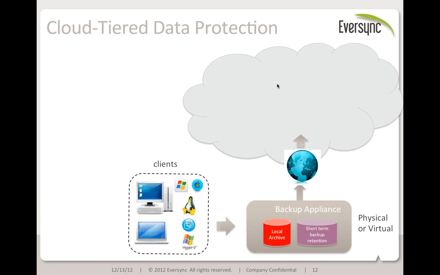So now let's look at an evolved hybrid cloud solution, and we're calling this cloud tiered data protection. And this is the type of solution that Eversync is providing. So what's different? Well, your clients still go to a backup appliance that's local on premise, and that backup appliance could be a physical appliance or virtual appliance. That virtual appliance keeps short-term backup retention, maybe your last month of fulls and incrementals, and then is tiering the rest of your older backups out to the cloud for as long as you want to keep backups.